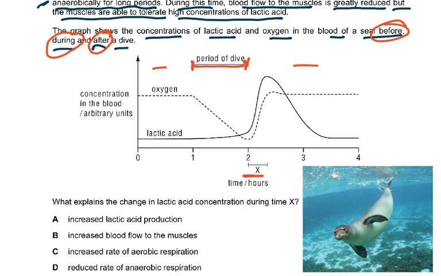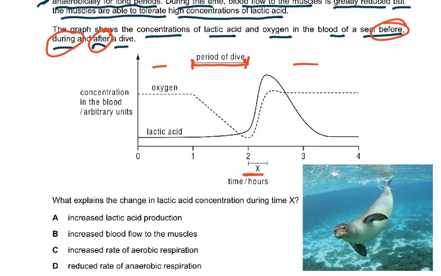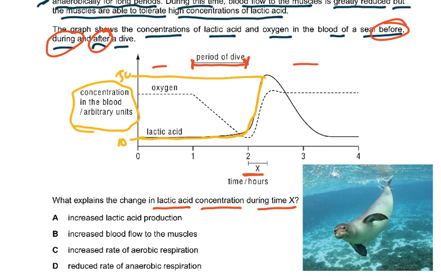Now, what is happening during time X? You can see the oxygen is increasing and the lactic acid, both are increasing. It says explain the changes. What explains the change in lactic acid concentration during the time X? Now, during the time X, the lactic acid remained the same, and then after time X, it's increasing. Why is lactic acid increasing? Now, what is this? It is concentration in the blood in arbitrary units. Say it was 10, now it's gone up to 50.